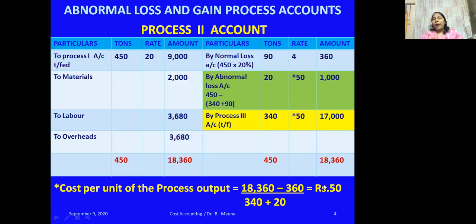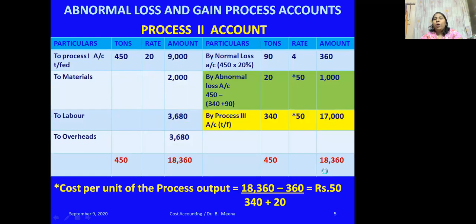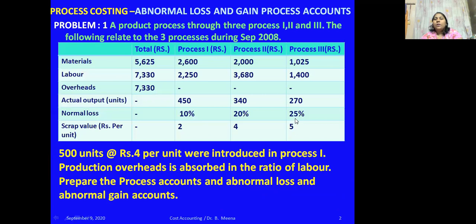So this is the way I prepare the process 2 account, and this process 2 output will be transferred to the next process as input, which is shaded in yellow color. Okay. Then the next process, I transferred it here. Then I debited the expenses in the usual way. Then I will move on to the credit side. The percentage of wastage given in the problem is 25%. So 340 into 25%. Look at the problem. What is the percentage loss? 25%.